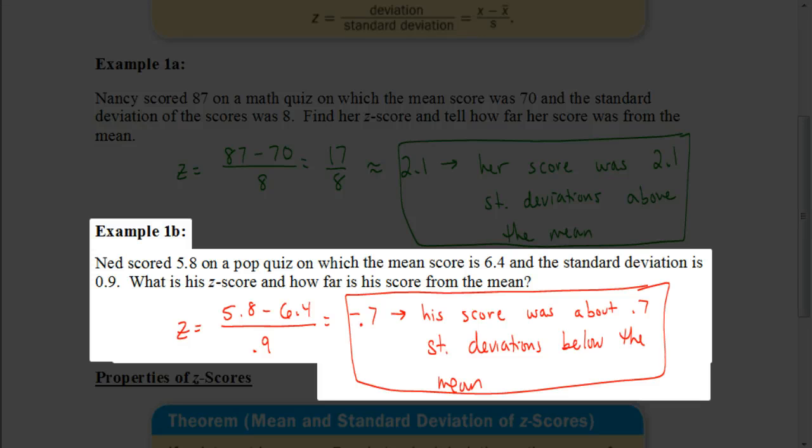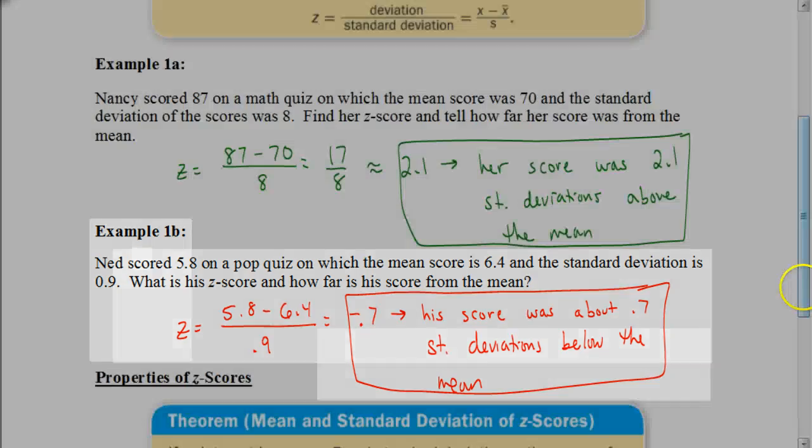What you should have done is take his score, which is a 5.8, minus the mean score, which is 6.4. And it's okay that your result would be a negative number, because that just means that his score is going to be below the mean. And then divide that by the standard deviation, which is 0.9, and again you get negative 0.7. So it means his score was about 0.7 standard deviations below the average, or below the mean.